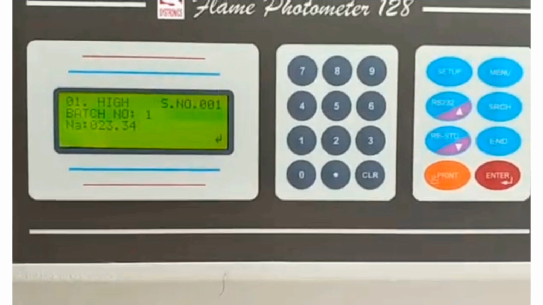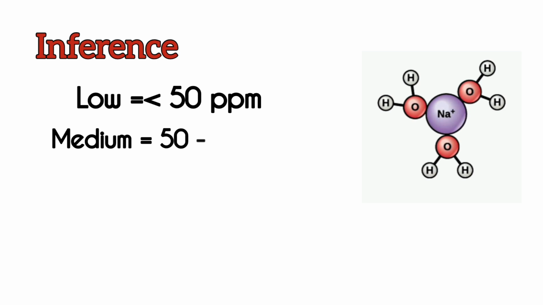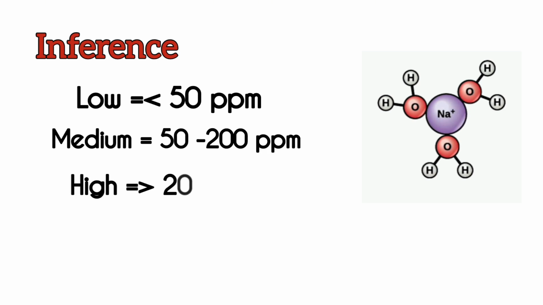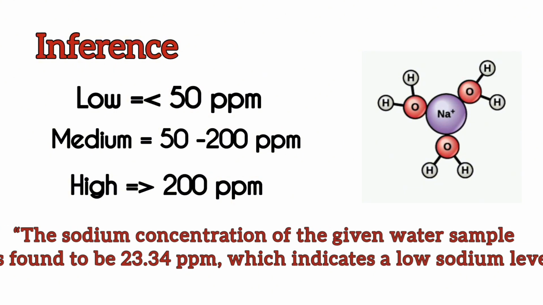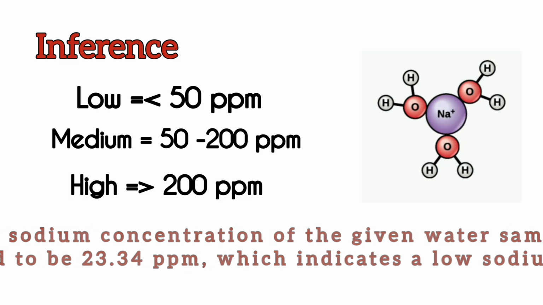Now, what does this indicate? If the concentration falls under 50 ppm, the level of sodium is low. 50 to 200 ppm indicates medium level of sodium and above 200 ppm indicates high level of sodium. Since our sample contains 23.34 ppm of sodium, it falls under low level.